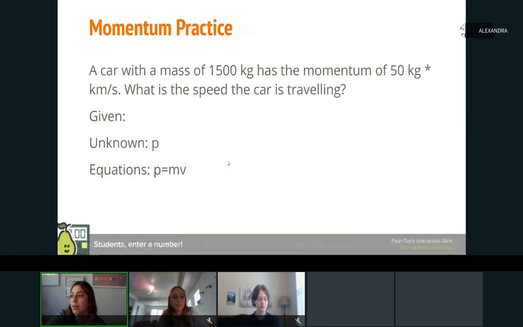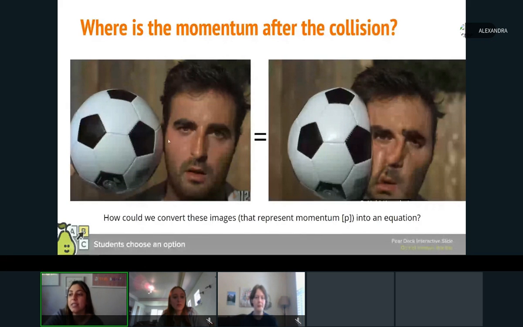So for example, if we go to this picture, we talk about how all of the momentum is in the soccer ball. And that's because the soccer ball is the only object moving. The face is not moving yet. So technically his velocity is 0. And what's anything times 0? 0. So all of the momentum is going to be in the soccer ball that's moving before the collision.